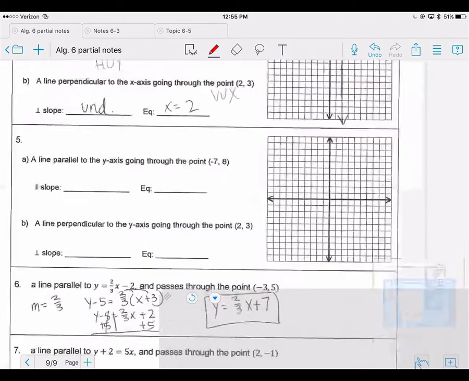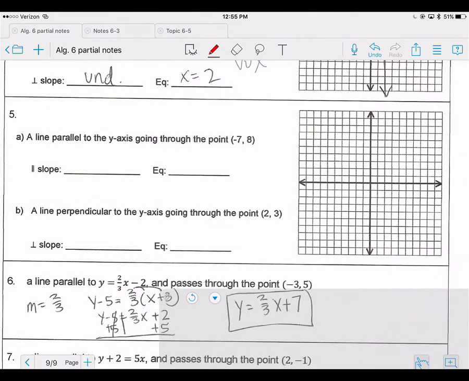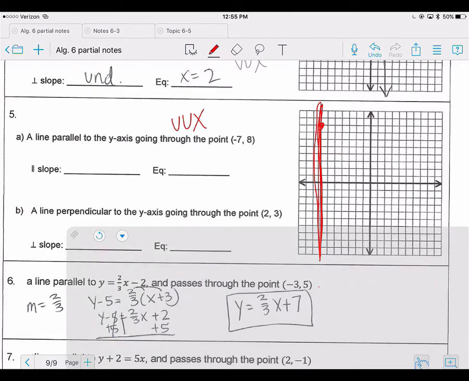So problem 5, we're going to do something similar. So I have the point negative 7, 8, and they want it to be parallel to the y-axis. So I go up to the point negative 7, 8. Parallel to the y-axis means they look exactly the same. They're never going to cross. This is a vertical line, so it will be a VUX. After I've drawn the line, I can see it will be a VUX. Slope of a VUX is undefined, and my equation is x equals my x point.